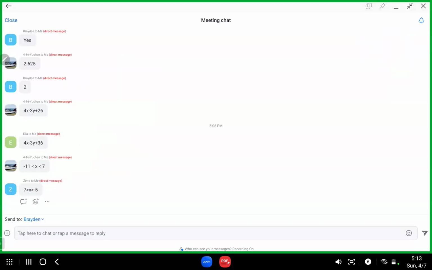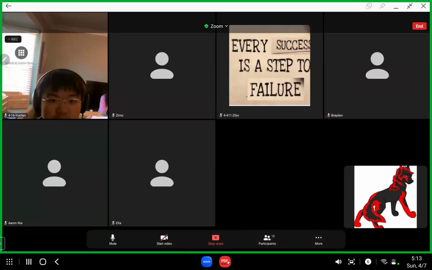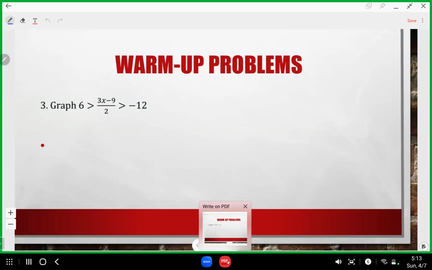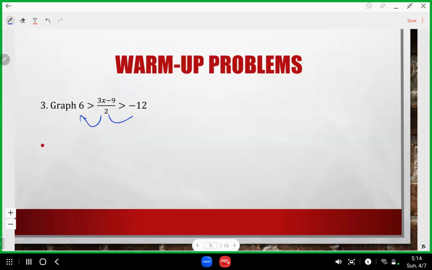So Yuchen says -11 to 7. So x is between -11 and 7. Zemo says x is between -5 and 7. So let's see which one is correct here. Okay, the first thing you need to do is get rid of the fraction because nobody likes fractions. It'll just be easier to work with here. So you have to multiply 2 to both sides. 12 is greater than 3x minus 9 is greater than -24.